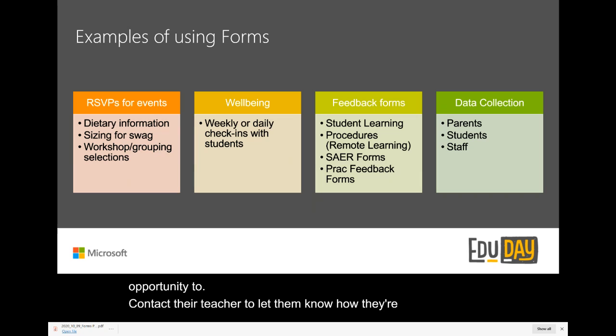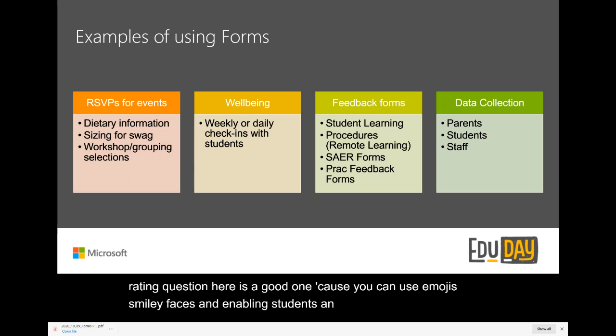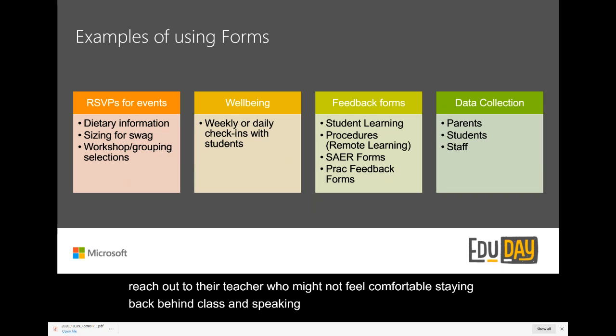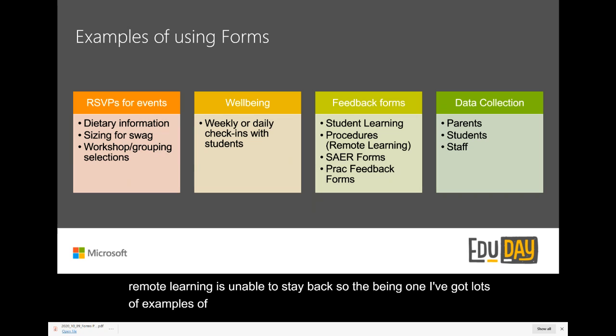Using the rating question here is a good one because you can use emojis like smiley faces, and enabling students an opportunity to be able to reach out to their teacher who might not feel comfortable staying back behind class and speaking to the teacher, or in the case of remote learning, isn't able to stay back. So the wellbeing one, I've got lots of examples of how that's been done really well.